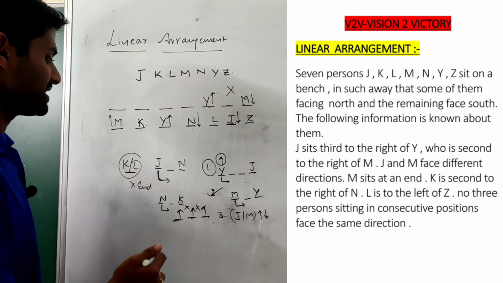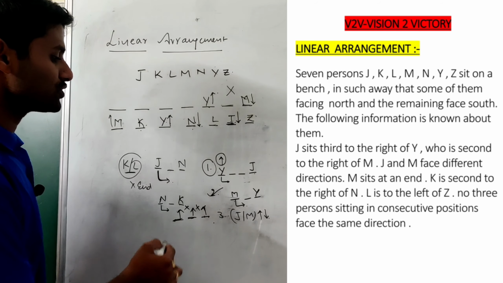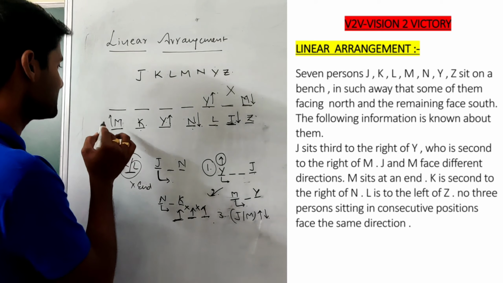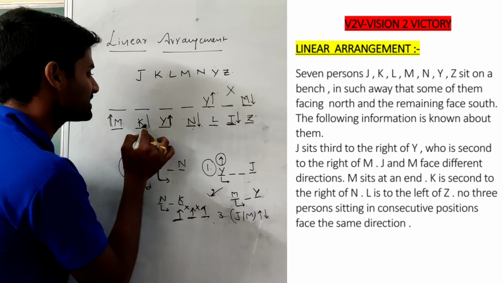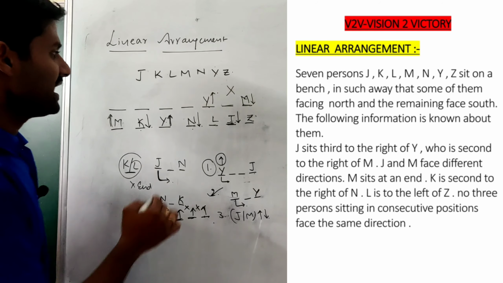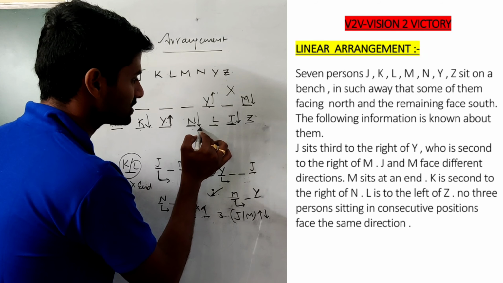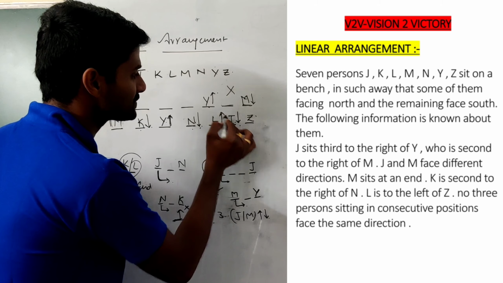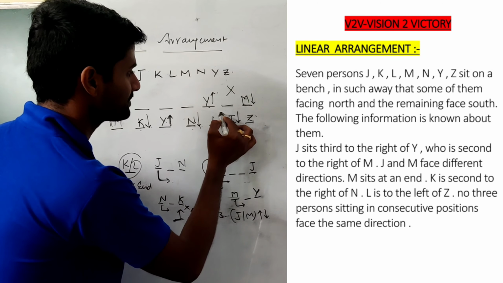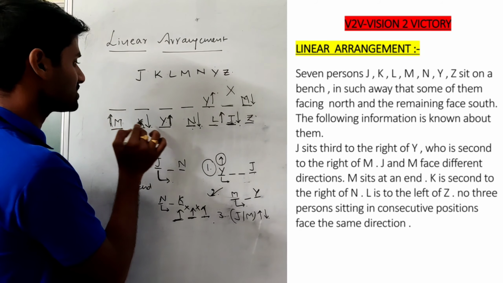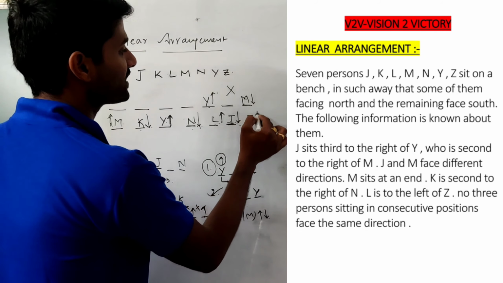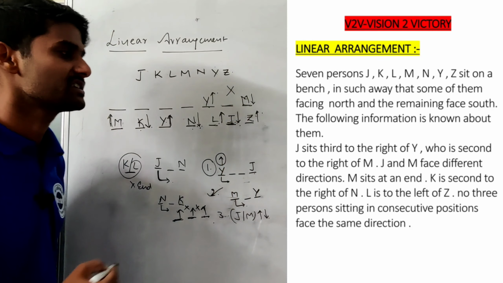They already mentioned that no 3 consecutive positions face the same direction. So this person is facing north and this person is facing north, definitely this person is facing south. And then this person south, definitely this person north. And finally we have north, south, so definitely this person is facing north.